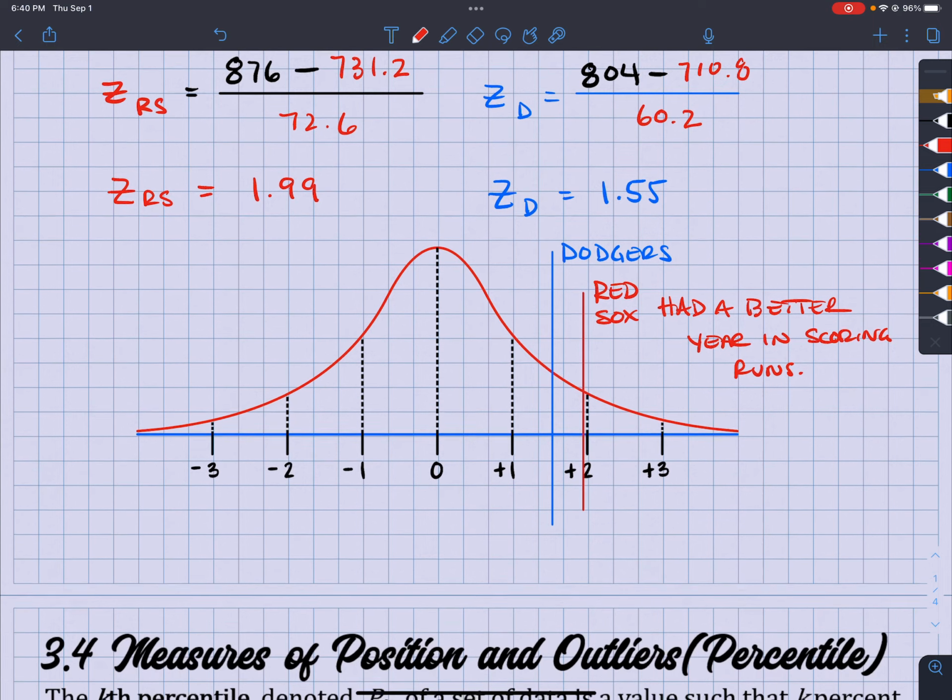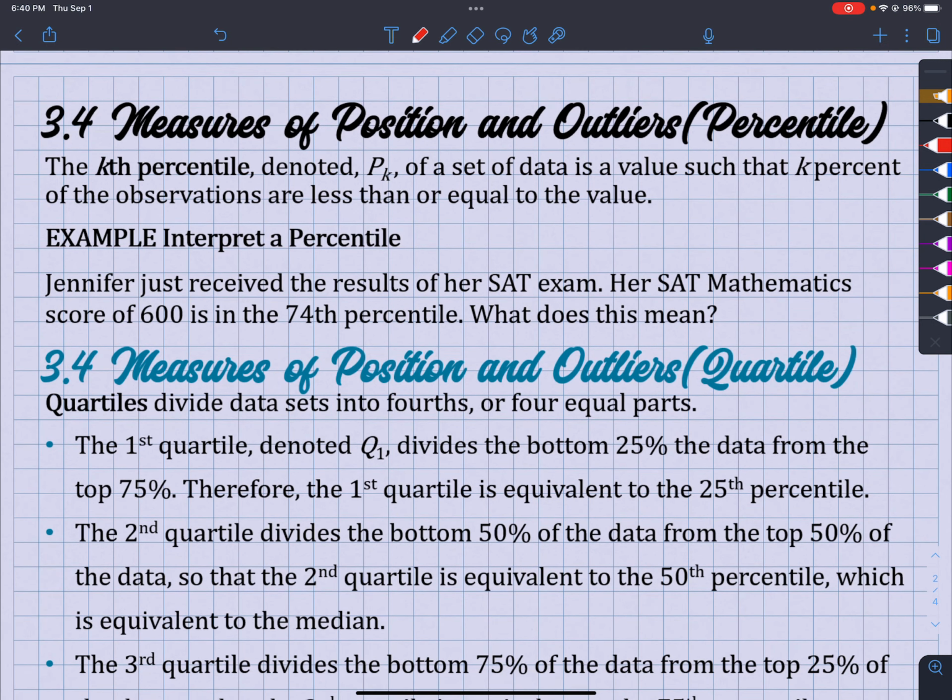All right, so let's go ahead and move on and talk about percentiles. The kth percentile, denoted P sub k, of a set of data is the value such that k% of the observations are less than or equal to the value. Okay, so let's take, for example, Jennifer just received the result for her SAT exam. Her SAT math score of 600 is in the 74th percentile.